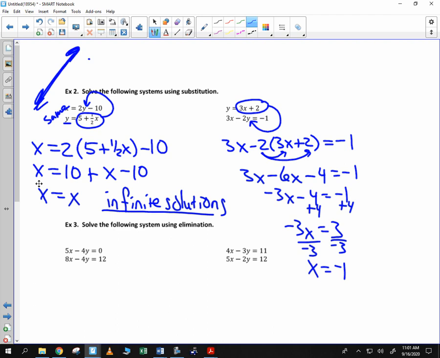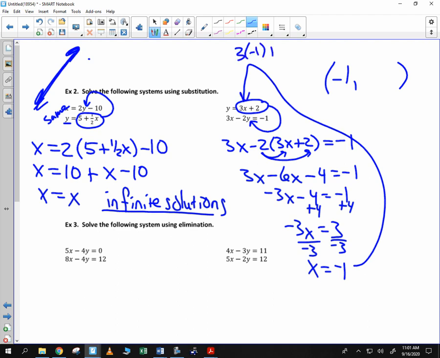Great. So I have negative 1 for one of my values. I have to find the y value. Well, take that negative 1 and plug it back in. 3 times negative 1 plus 2, and I get negative 1. Turns out that (negative 1, negative 1) is the solution.